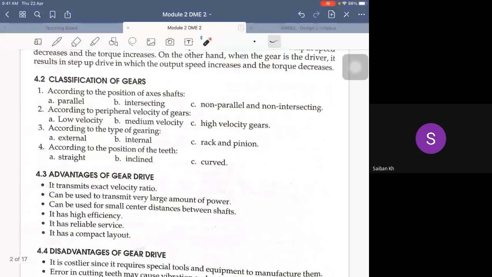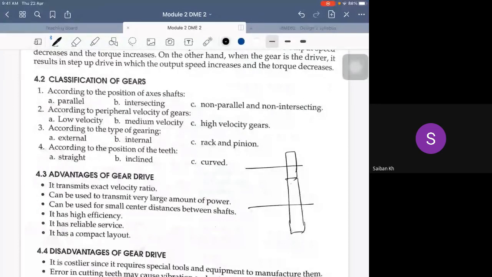According to the position of the shaft axis, I can say. Parallel means the shaft axes would be something like this. One gear would be present here, and another will be present something like this. If you observe, both the axes are parallel to each other, that means these axes would never intersect. Such axes are called parallel axes, and the other one is intersecting. Intersecting means these two axes would be intersecting somehow like this. So it comes in the case of a bevel gear.